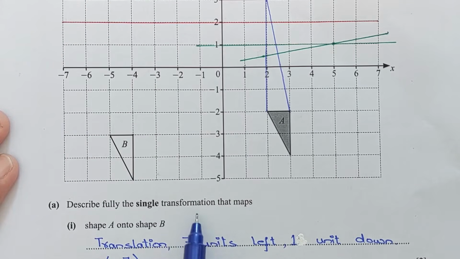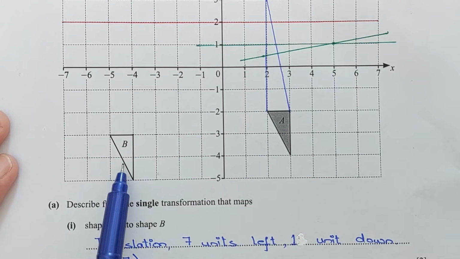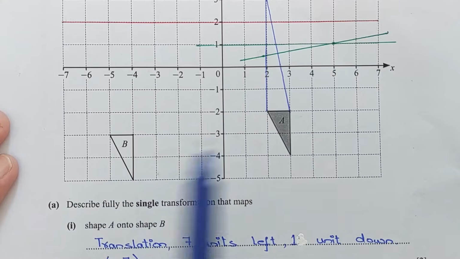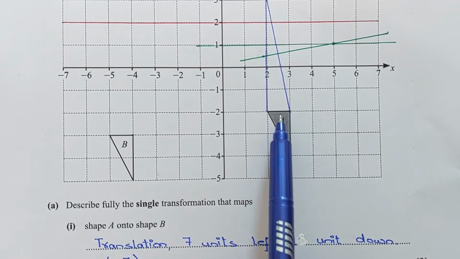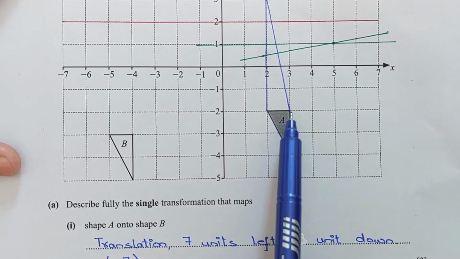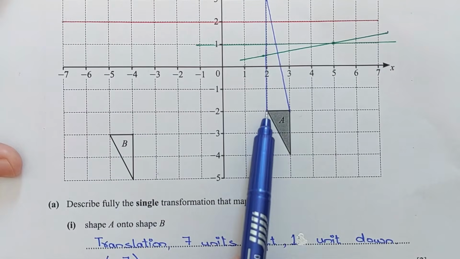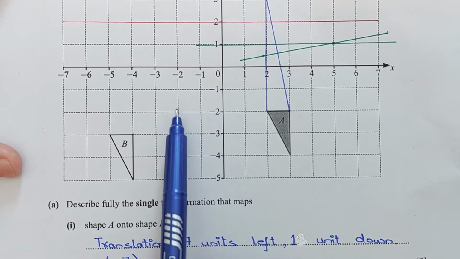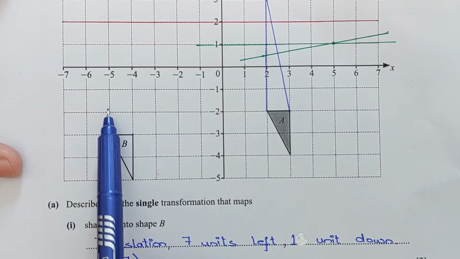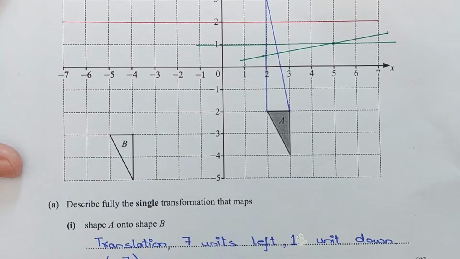Describe fully the single transformation that maps shape A onto shape B. So look at shape A and shape B. This is obviously a translation. We have to check how many units the horizontal translation and the vertical translation are. If I fix this coordinate and this coordinate and check, 1, 2, 3, 4, 5, 6, 7 units. So we moved 7 units left and 1 unit down. So the translation is 7 units left and 1 unit down.